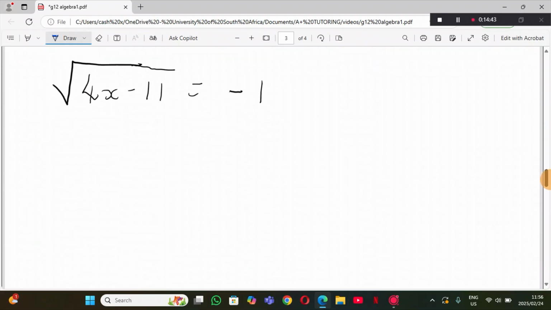Okay, we have root of 4x minus 11 is equal to minus 1. So when we work this out, the first thing we would want to do is to get rid of the root sign. Now, how do we get rid of the root sign? To get rid of the root sign, we have to square both sides. Square it and also square that side. Right? So squaring gets rid of a root sign. That will just end up with what's inside it.